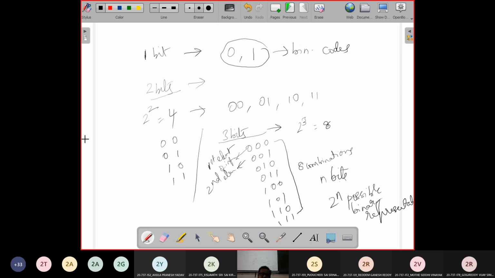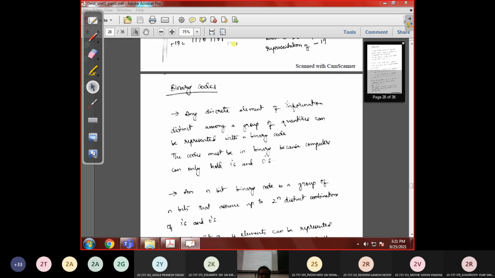Right? So an n-bit binary code is a group of n bits that assume up to 2 power n distinct combinations of 1s and 0s. Now you understand the statement here. An n-bit binary code is nothing but a group of n bits that assume up to 2 power n distinct combinations of 1s and 0s. Am I clear with the statement now?